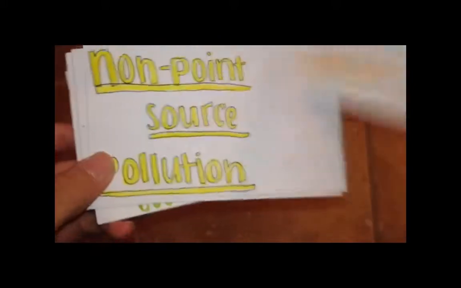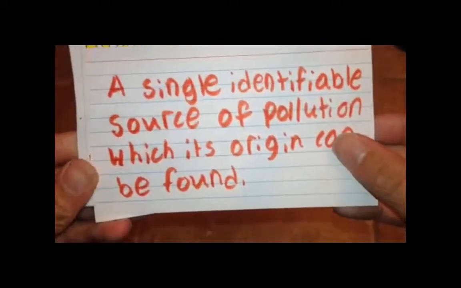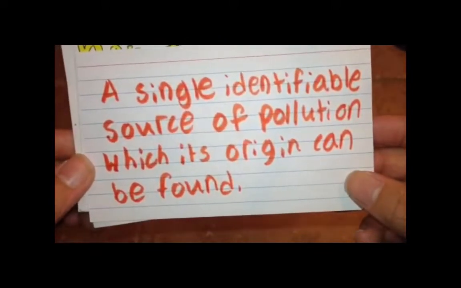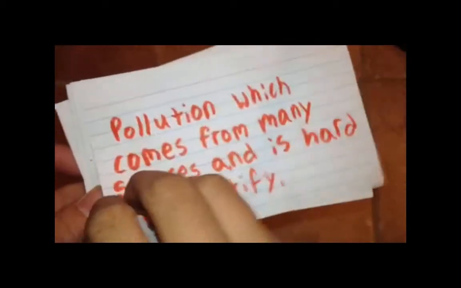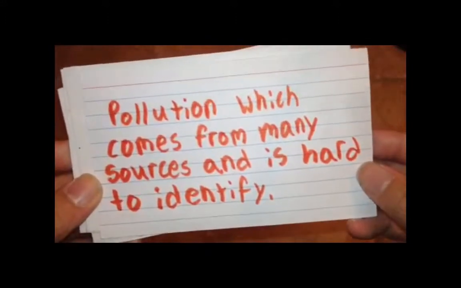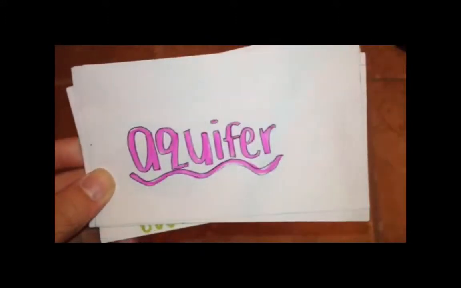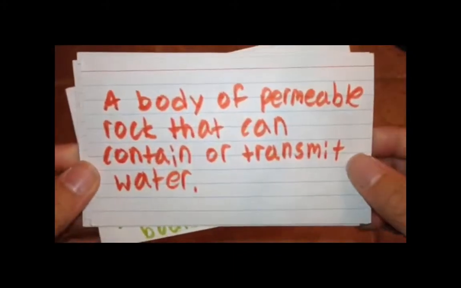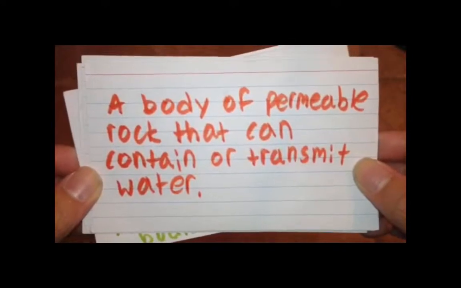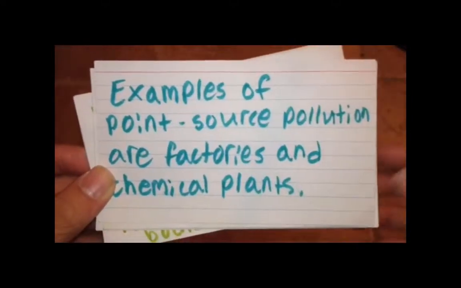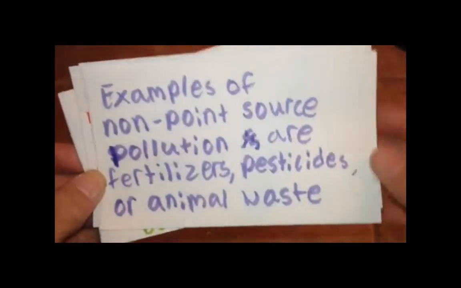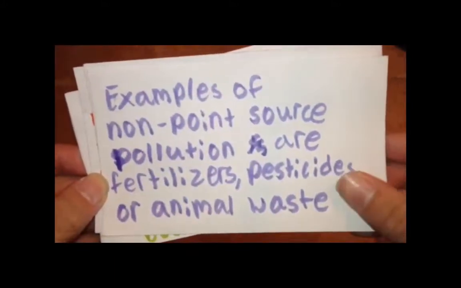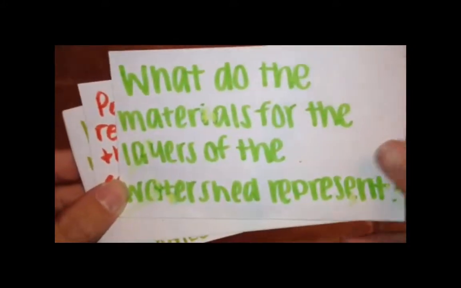Point source pollution: a single identifiable source of pollution whose origin can be found. Non-point source pollution: pollution which comes from many sources and is hard to identify. Aquifer: a body of permeable rock that can contain or transmit water. Examples of point source pollution are factories and chemical plants. Examples of non-point source pollution are fertilizers, pesticides, or animal waste.